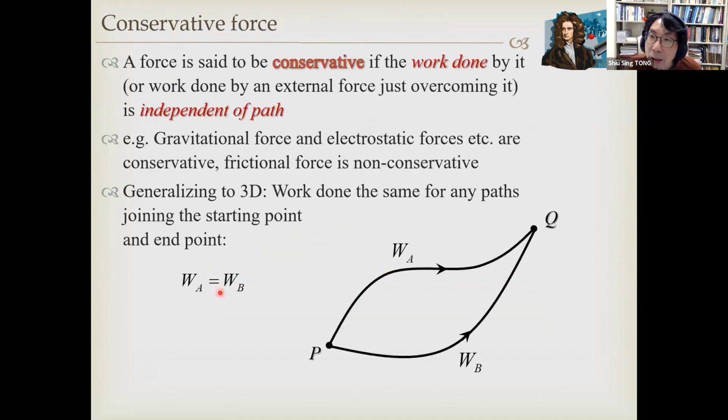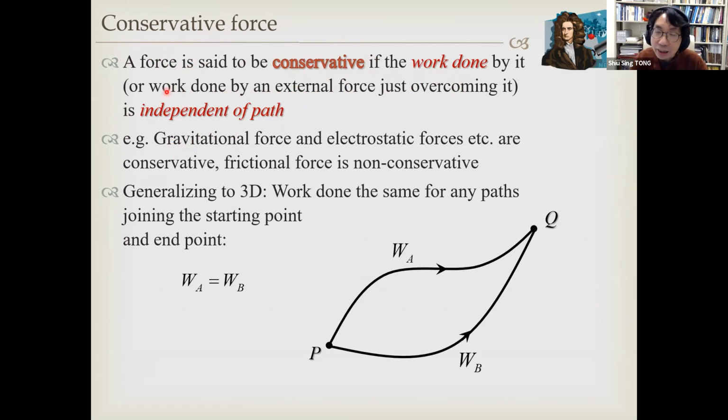So we are now ready to define the conservative force. A force is said to be conservative if the work done by the external force just overcoming the force is independent of path. Now, this is the original force. It may be gravity, it may be the electromagnetic force. If the work done by the external force just balancing it is independent of path, the force is said to be conservative.